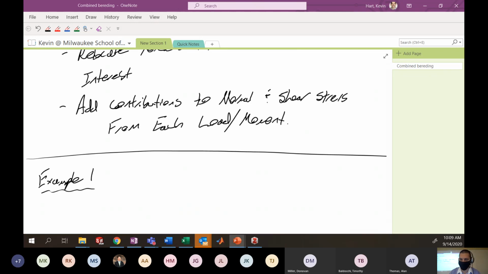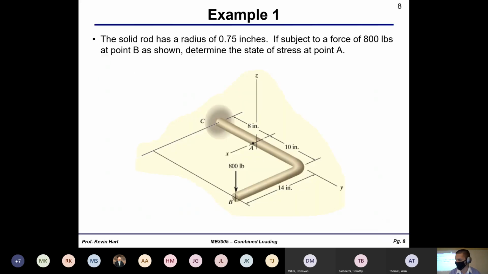Okay, so I'll pull up the slide here so we can all take a look. So here's the first example problem. We've got this solid rod. It kind of looks like an extended door handle. It's got a radius of 0.75 inches. So this entire thing has a consistent radius even through the bend. If it's subject to a force of 800 pounds at point B, we want to determine the state of stress at point A. So I'll maybe give you 30 seconds or so to copy this down.